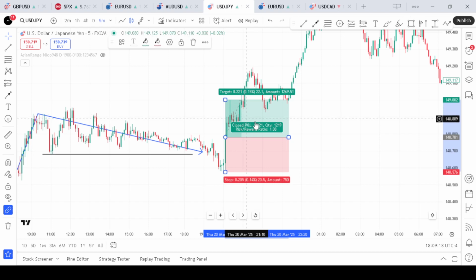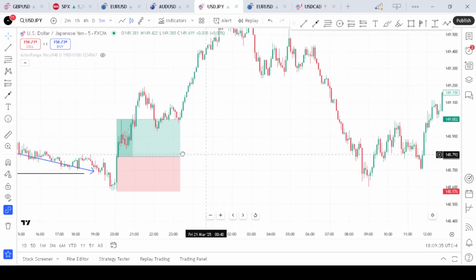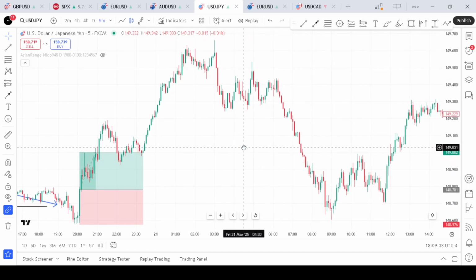So this is how you can trade using the Asian kill zones, giving your trade room to breathe. That's why we place our stop loss just below the low while maintaining a favorable risk to reward. Now let's see if we can get another trading opportunity.